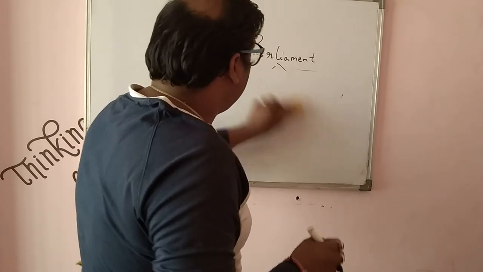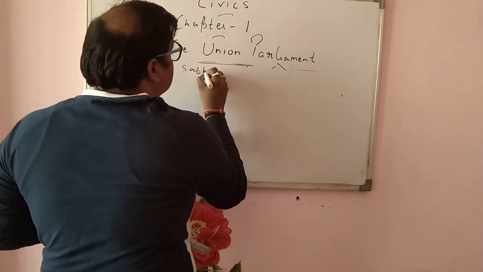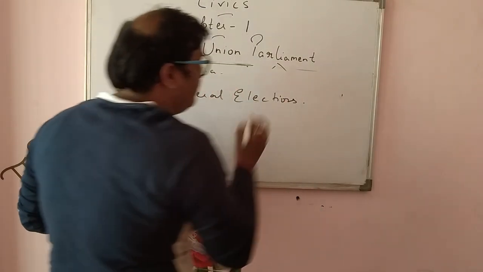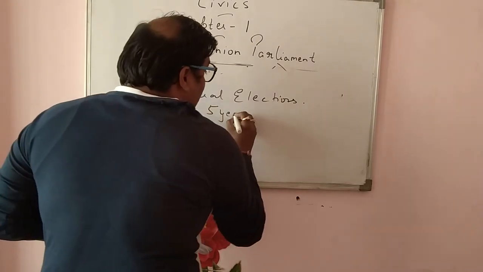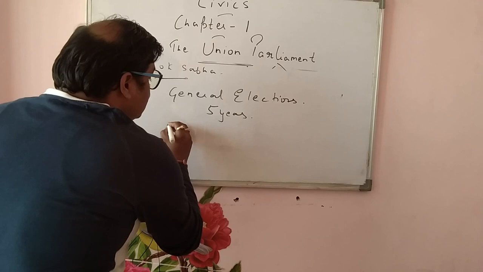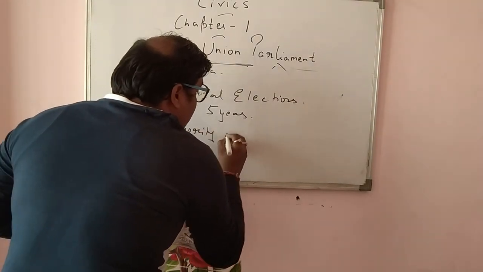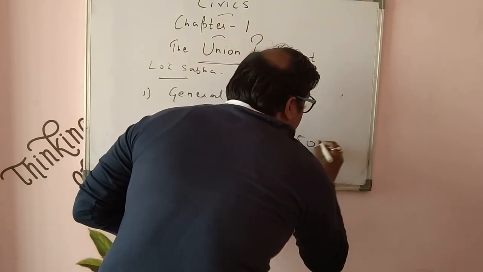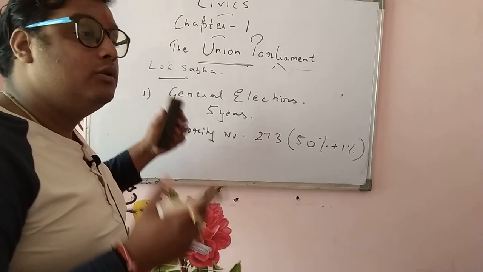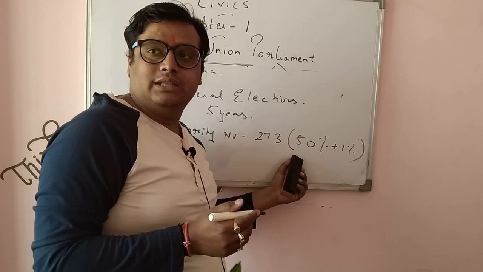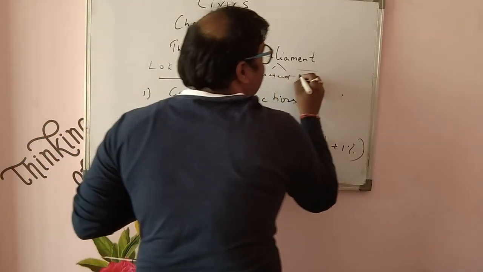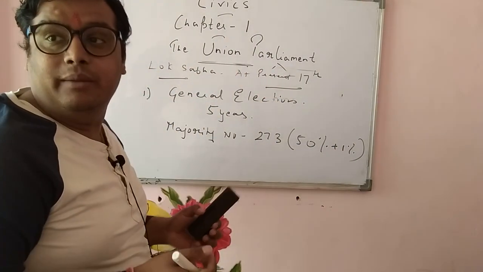Next important thing, in Lok Sabha we have general elections. What does it mean? Elections take place every 5 years, in which we elect our representatives, and the majority number is 273, or 50% plus 1. If you have more than 50%, then you will form the government, and 273 is the magical number. At present we are having the 17th Lok Sabha, which is headed by Prime Minister Narendra Modi.